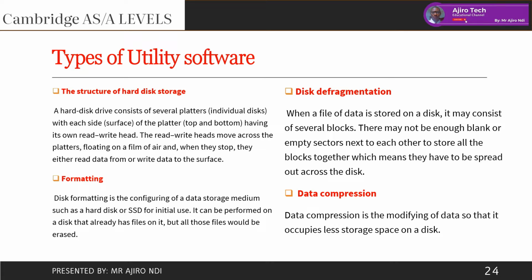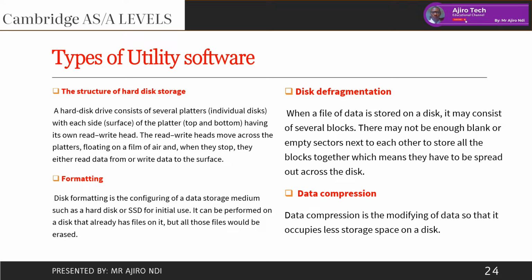So let's talk about the types of utility software. The first one is the structure of hard disk storage. Now, a hard disk consists of several platters. Those platters are individual disks, with each side or surface of the platter, top and bottom, having its own read and write head. If you check your hard disk, it has that read and write head.